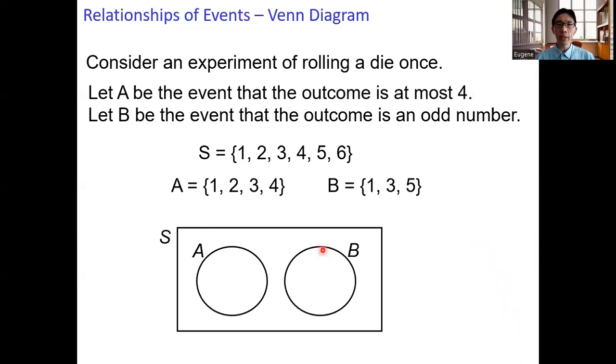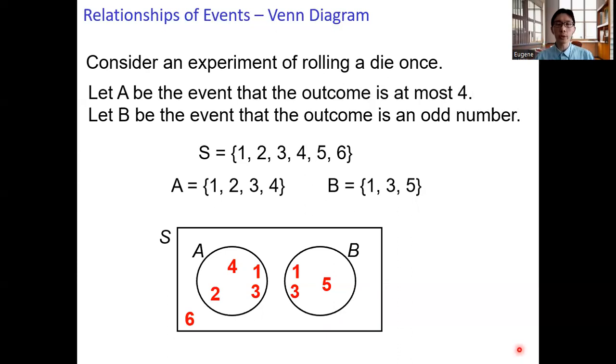The number 1 appears in both event A and event B. So the number 1 is in circle A and circle B. The number 2 is in circle A. The number 3 appears in both circle A and circle B. The number 4 is in circle A, number 5 is in circle B, and then number 6 is outside circle A and outside circle B.